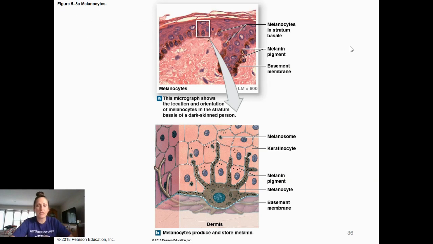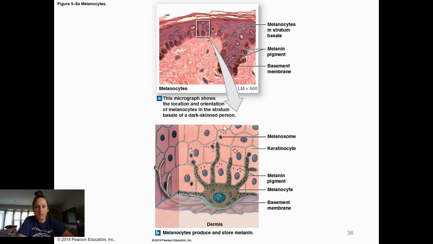Here you can see visually, zooming in on that stratum basale. Here we can see our basal layer, and you can see these little granules that are in that kind of brownish yellow-red pigmentation. And even over on these, they are a little bit more active in producing their melanin.